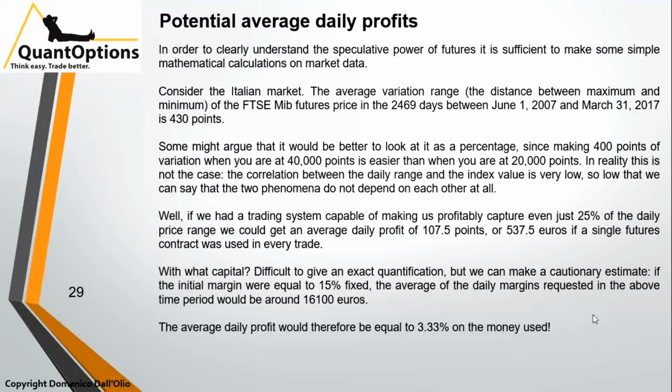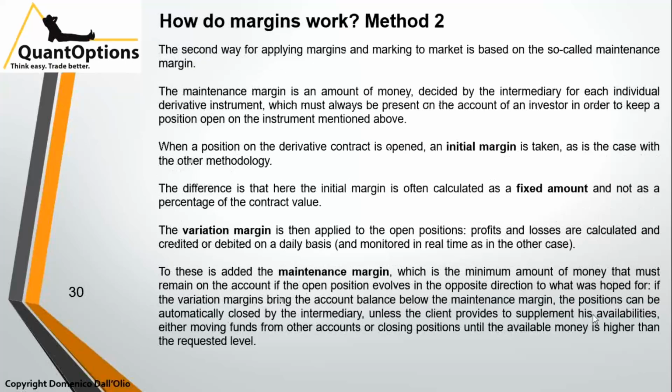And as it often happens, as you already know, unfortunately you are not always on the right side of the market, so you could either gain 3.33% on one single day or lose it. And that's why marking to market is so important. How do margins work? Method number 2. The second way of applying margins and marking to market is based on the so-called maintenance margin. The maintenance margin is an amount of money decided by the intermediary for each individual derivative instrument, which must always be present on the account of an investor in order to keep a position open on the instrument mentioned above.